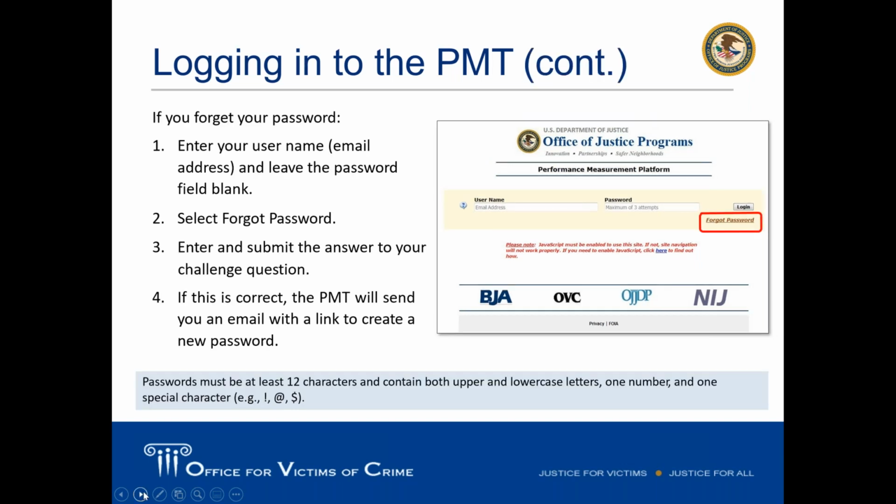If we have added you into this PMT system, you would get an email asking you to complete your sub-grantee information in the system. Logging into the PMT: if you forget your password, enter your username and leave the password field blank. Select Forgot Password. Enter and submit the answer to your challenge questions, which you set up when you first established your account. If this is correct, the PMT will send you an email with a link to create a new password.